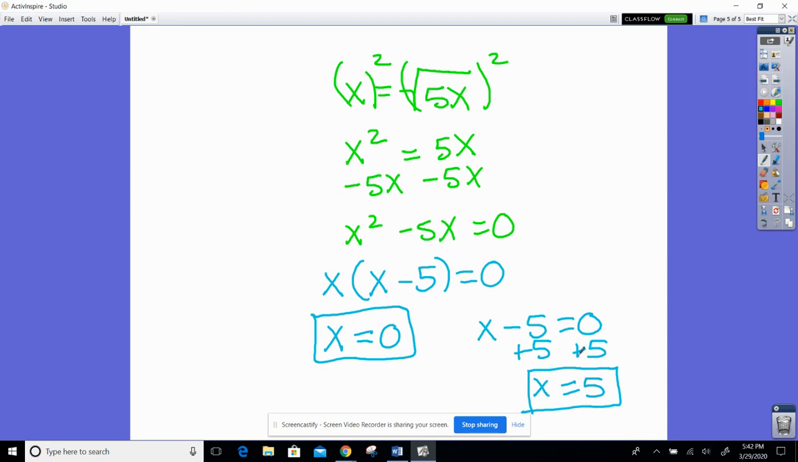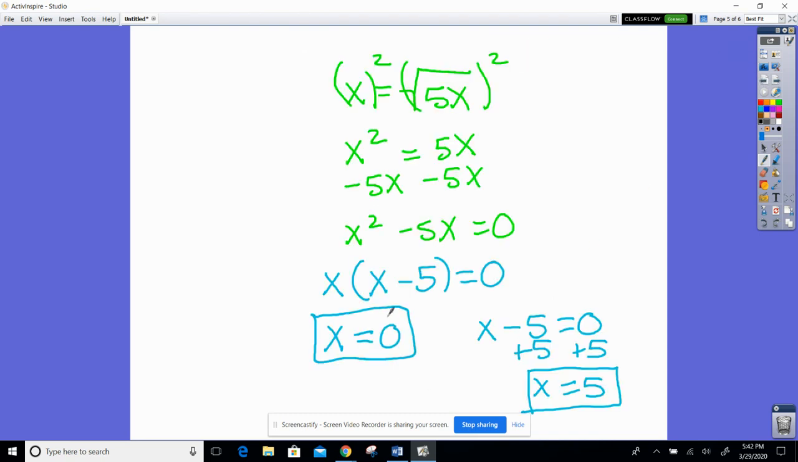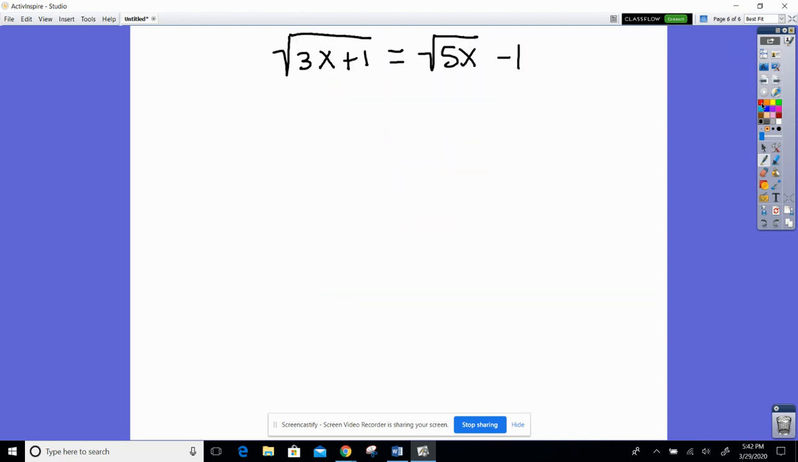Okay, remember, you always have to check, make sure you don't have any extraneous solutions. So now I'm going to take both of those solutions, 0 and 5, and I'm going to plug them back into that original equation to check. Okay, so I'm going to go to the next slide. I'm going to put my original equation up here just so I remember. Square root of 3x plus 1 equal to the square root of 5x minus 1. All right, so think back, 0, 5. All right, I'm going to plug both of those in. So square root of 3 times 0 plus 1 equal to the square root of 5 times 0 minus 1.